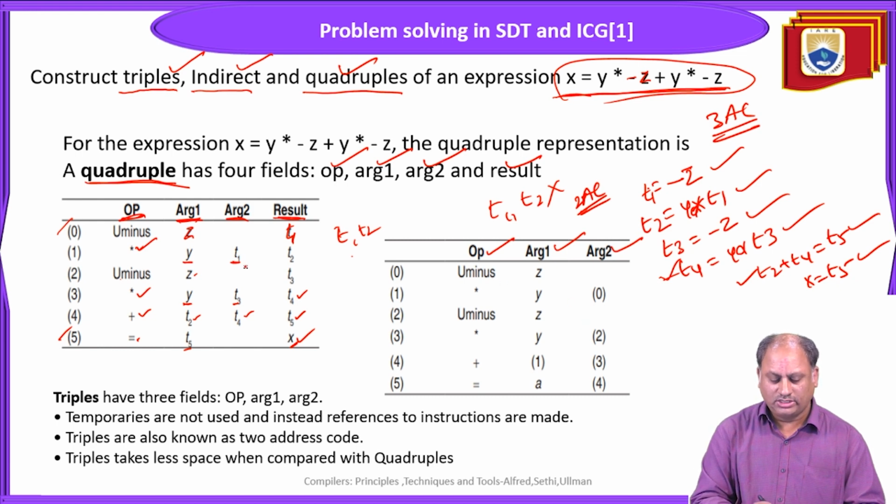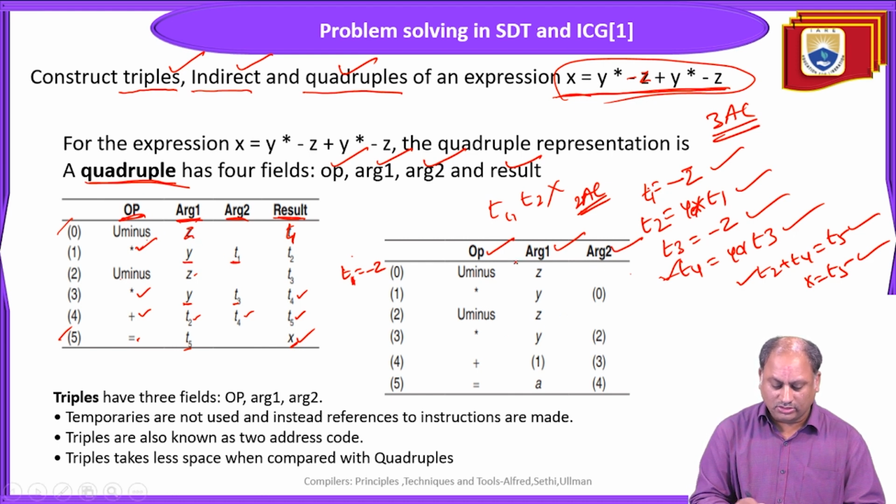Why? Because the result is not taken in this one, so that's why it consumes much less space compared to the quadruple. For example, if you see T1 equal to minus Z, for this expression, what is the result? We are not taking the result. Only the operator, argument 1, and argument 2 are taken. So in the previous table you have to keep operator and argument 1 as it is.